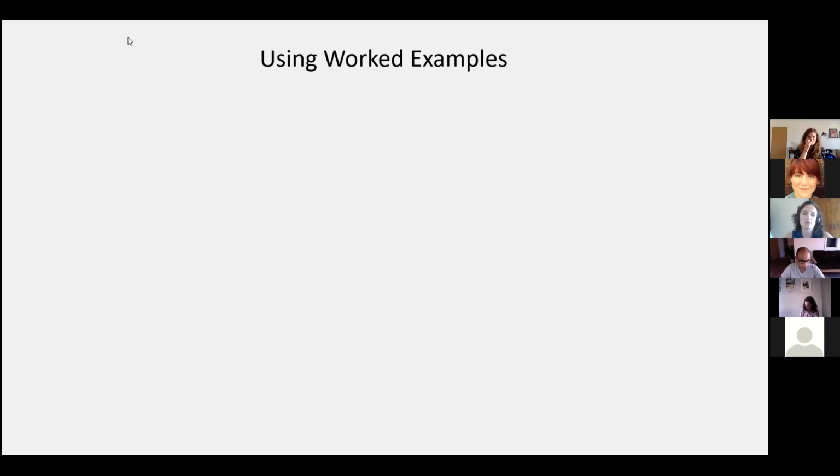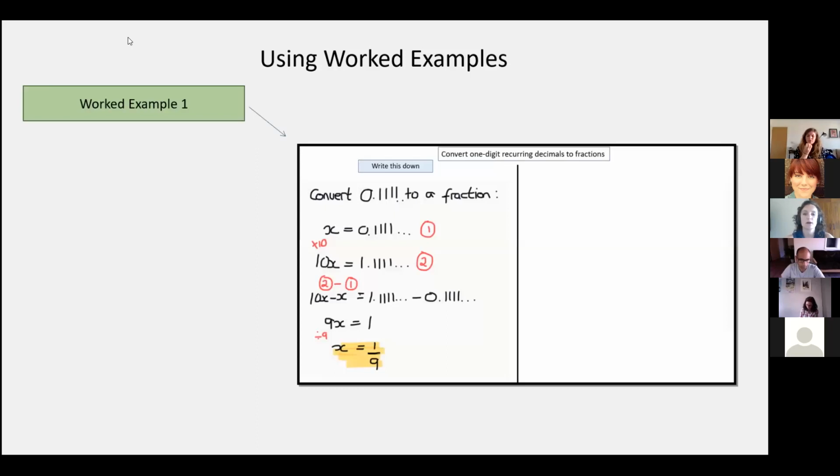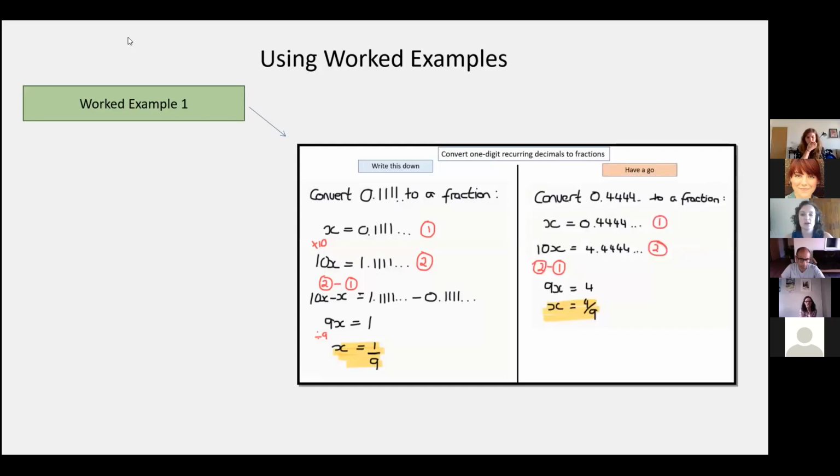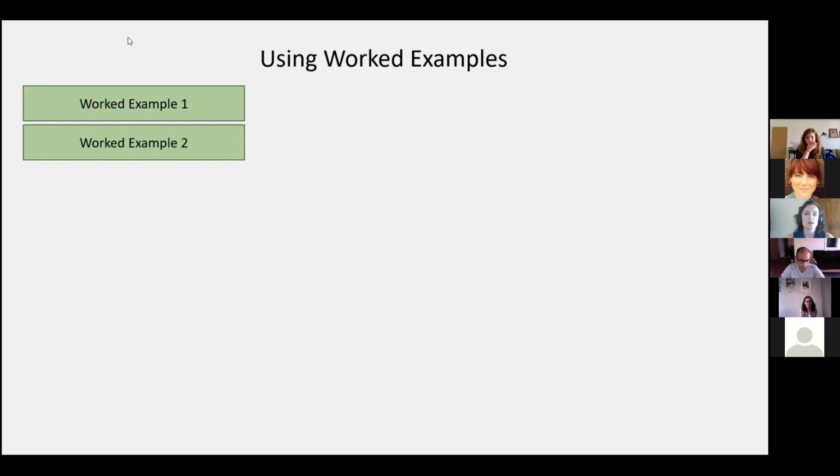So the first method we've got is where we have the first worked example, the same way we just spoke about it, where you have the question, you talk through each step as you reveal it, then the students have a go, and then you talk through each step as you reveal it. Then we do the same with worked example 2.